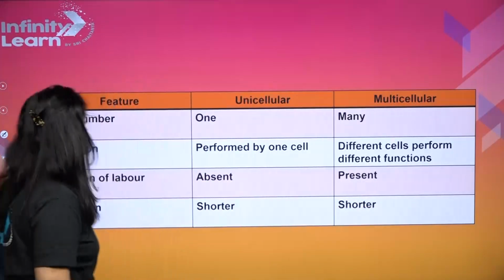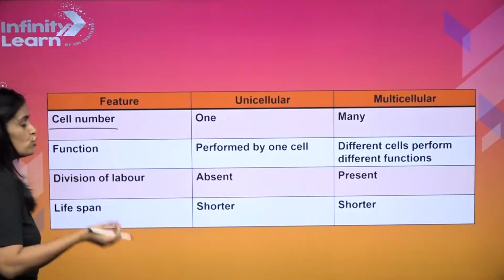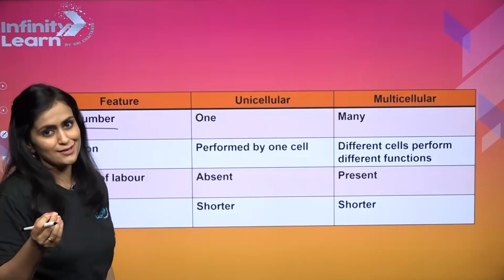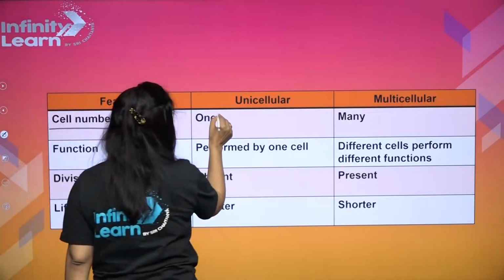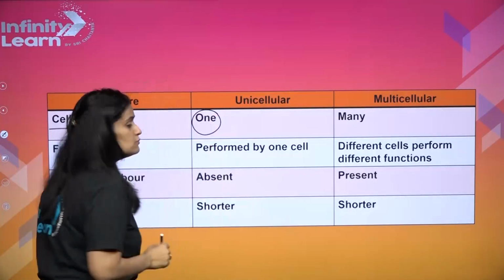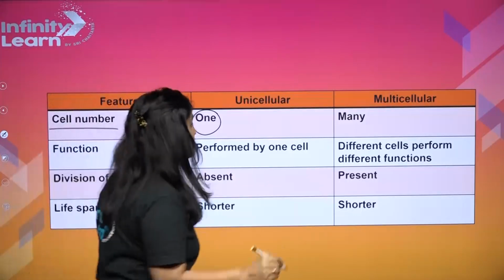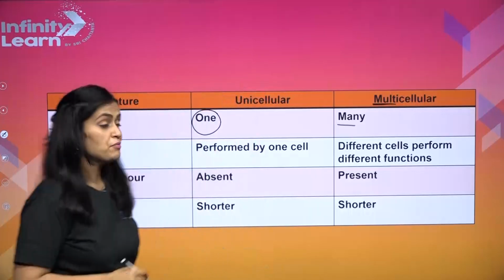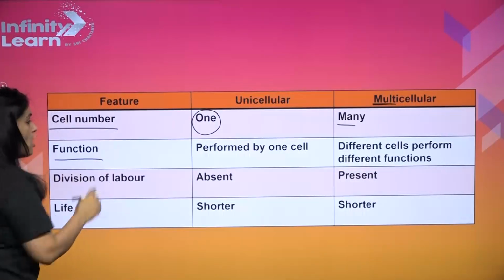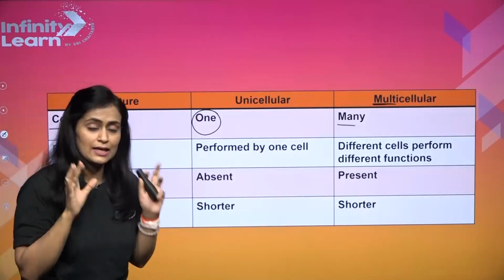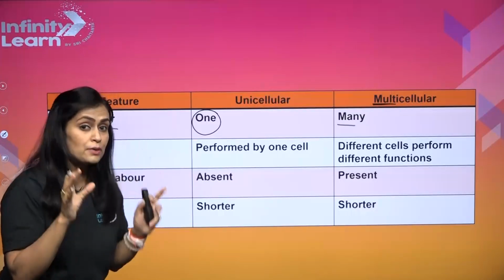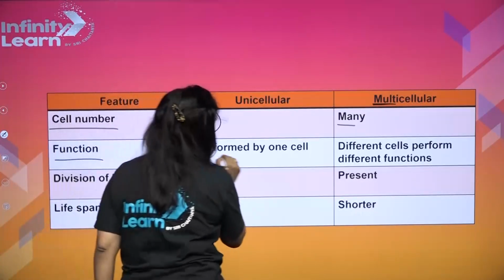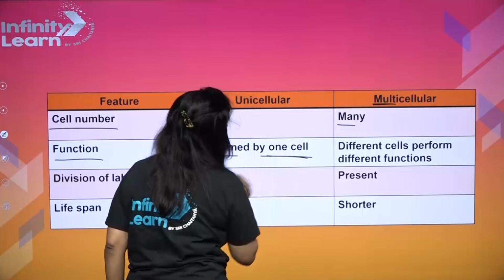The first feature is the cell number. So uni definitely means 1, isn't it? So unicellular, 1 cell for sure. Many cells in multicellular. Definitely. Now here, function. All the functions are carried out by a single particular cell, right? Performed by one and only one cell.